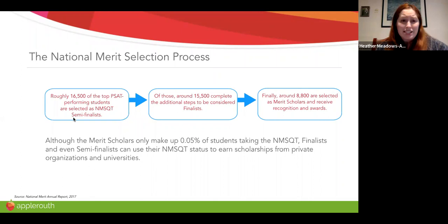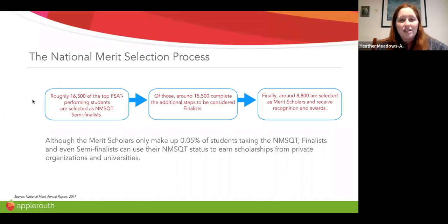But every single step here is helpful and important and valuable. So even if you don't make it past semifinalist, maybe you don't get to this last one, being a semifinalist is still really good. There are schools out there that, if you are a semifinalist, will automatically write you a check for free tuition, right? They don't care that you didn't get the National Merit Scholarship. They're going to give you money instead. Such a valuable thing to have to put on your resume.